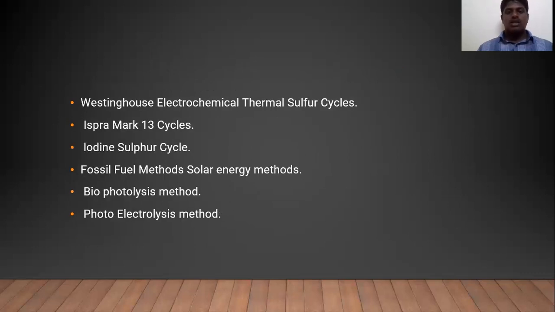Thermochemical methods. Some thermochemical cyclic processes are the Westinghouse electrochemical thermal sulfur cycle, Mark 13 cycle, and iodine sulfur cycle. Other methods are fossil fuel methods, solar energy methods, biophotolysis method, and photoelectrolysis method.